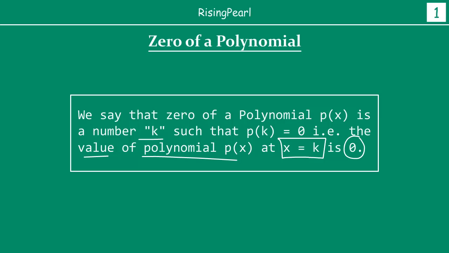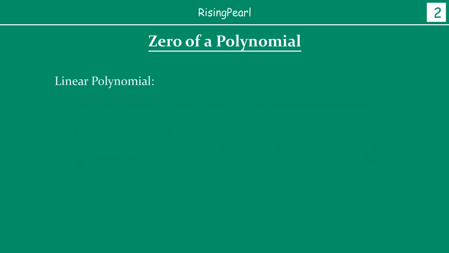So in the last episode we looked at how different values of the variable give different values of the polynomial. So if there is a value k such that the value of the polynomial at k is 0, then we say that that particular number k is the 0 of the polynomial p(x). So like we always do, let's take a look at some examples. It will help us better understand this.